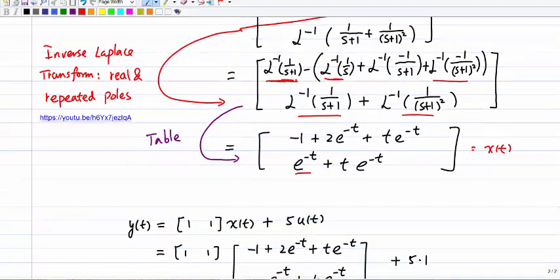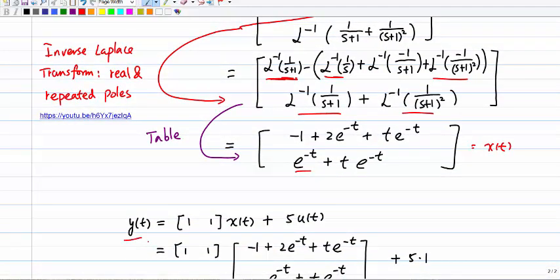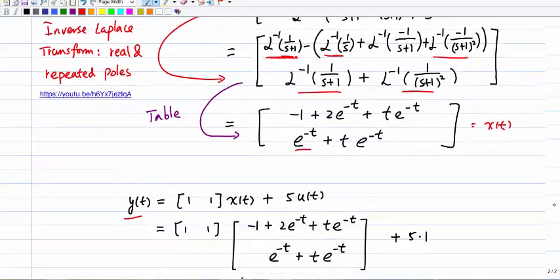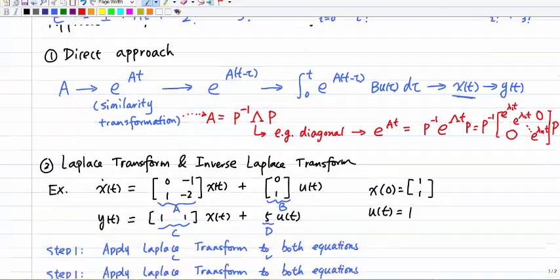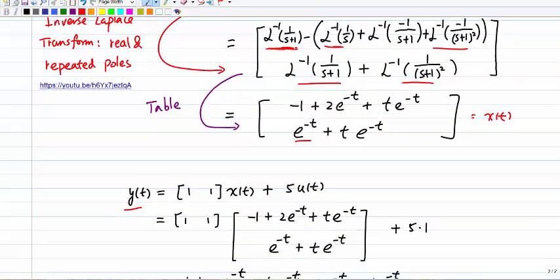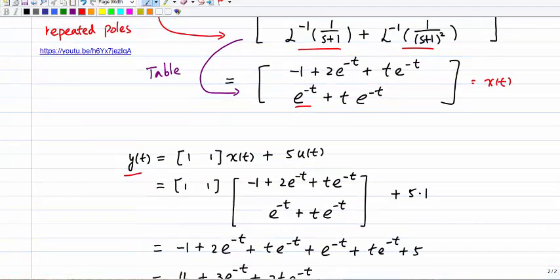Once we figure out x(t), we just have to replace it. The solution y(t) is just 1 times x(t) plus 5 u(t). Of course, you can still do it the other way and do the inverse Laplace for this, but it's pretty complicated. Since we already figured out x(t), we just need to use the original relationship, y(t) is 1 times x(t) plus 5 u(t). We replace x(t) by what we already computed over here, and 5 u(t) is just 5 times 1.